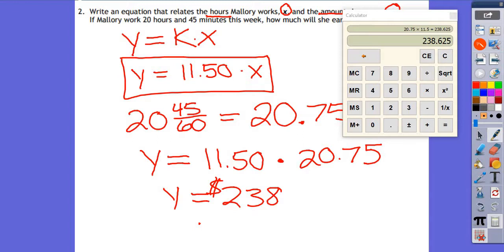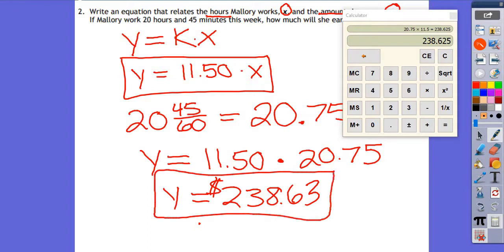I got 625. How many decimals are in cents? Two. I was thinking 600. 63 cents, because you have to round. That 5 rounds the 2 up because I only need 2 decimals, so that is 63 cents. So how much would she earn if she worked 20.75 hours? $238.63.